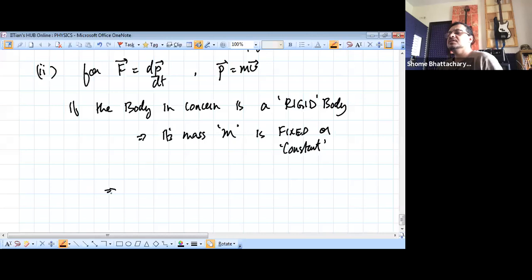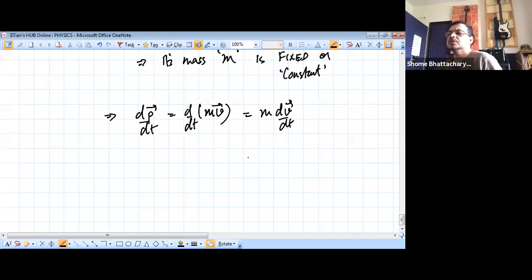So then it implies that the right hand side of the equation, which is rate of change of momentum, will become rate of change of mass into velocity. Now mass being a constant, it just becomes mass times the rate of change of velocity with respect to time. Just apply the principles of differentiation: differentiation of a constant times a function becomes the constant times differentiation of the function. And you know that rate of change of velocity with respect to time is acceleration. So therefore, for a rigid body, the net force becomes equal to mass into acceleration.